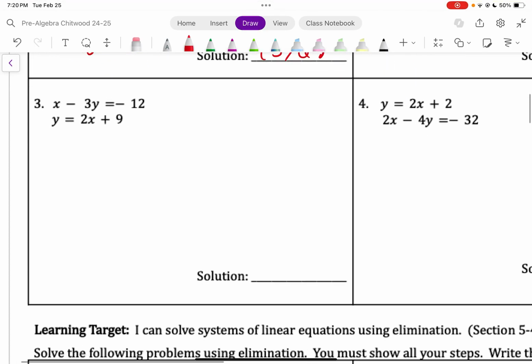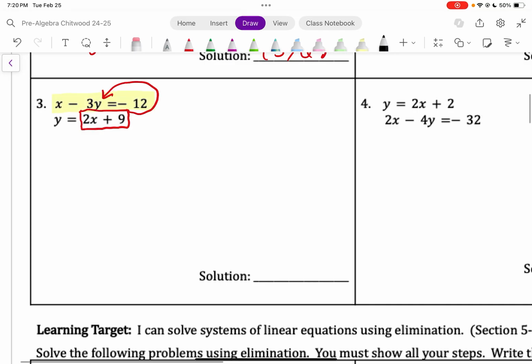Now I'm going to start down here, same idea. I'm going to circle what is given to me, so I have y equals, then I plug it in to y in the other equation. This is the equation I'm going to rewrite, the one that was just substituted into. So I have x minus 3, then in parentheses, 2x plus 9 equals negative 12.